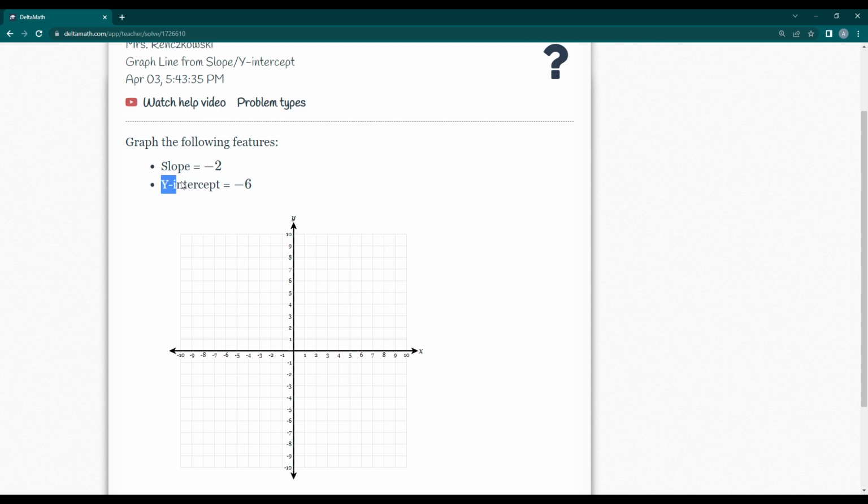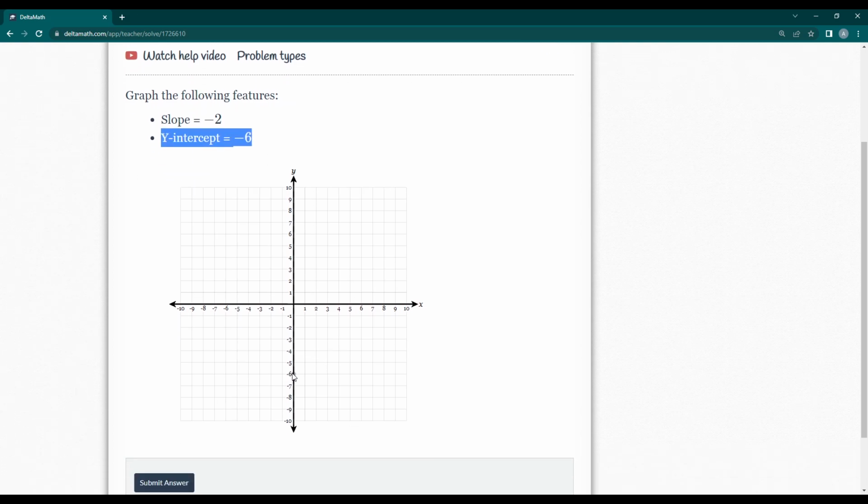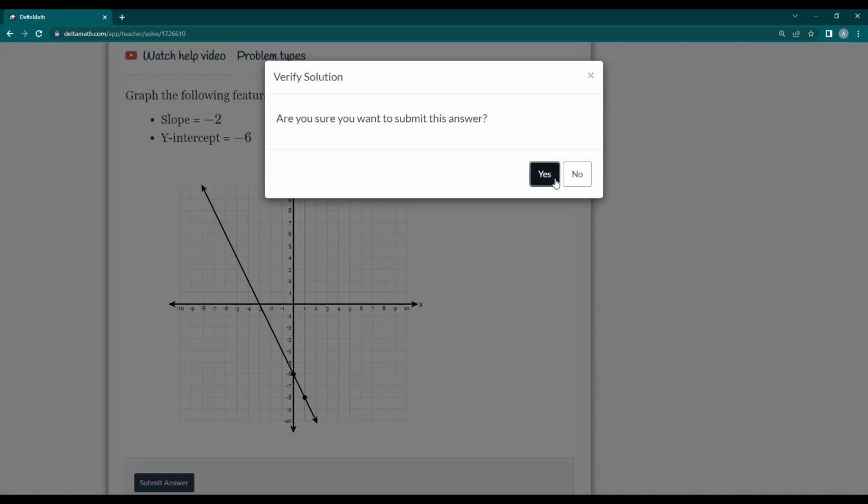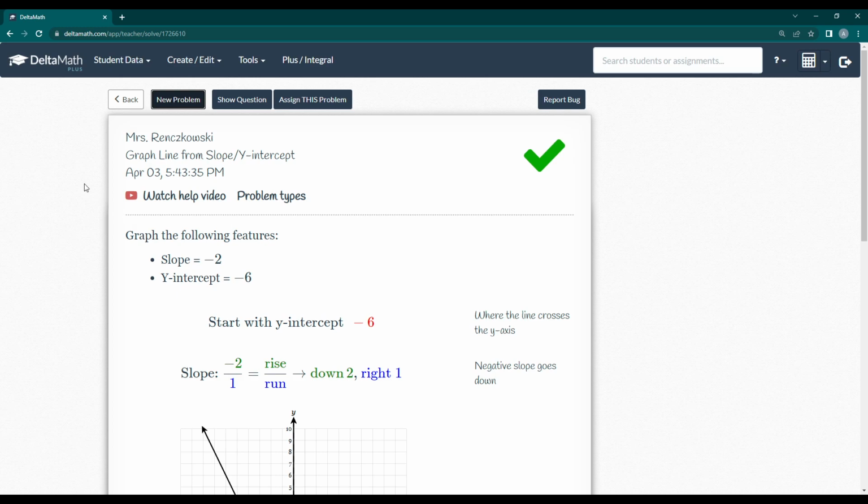So they flipped it. Our y-intercept's -6. So I go down to -6. This time our slope is -2. Well, we need to turn that into a fraction, which would be -2 over 1. So we still go down 2, but since there's no fraction, that means go over 1 automatically. Hit submit. And there we go.